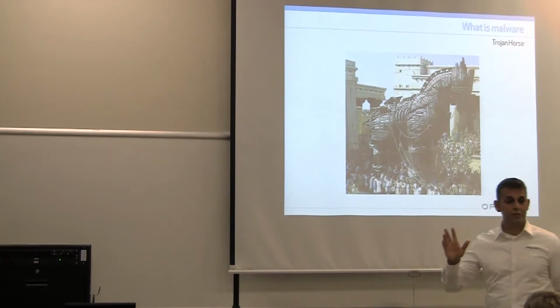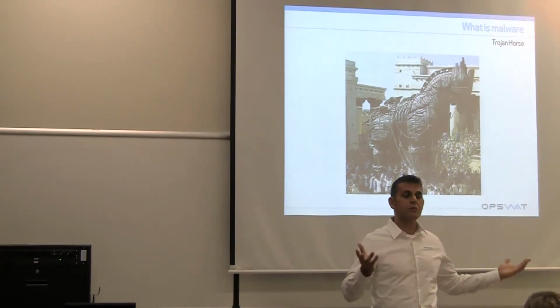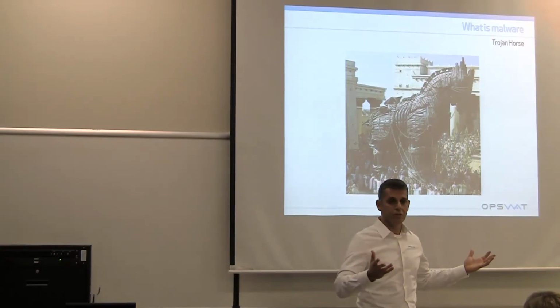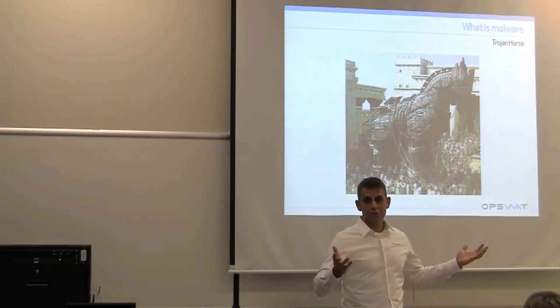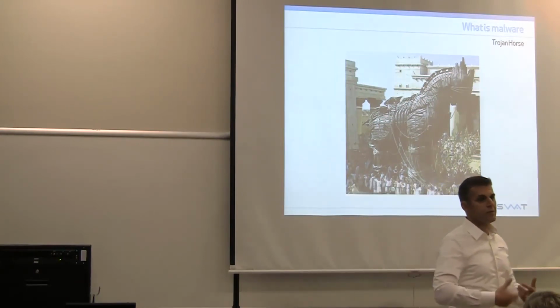Did anybody see the movie Troy? It's based on somewhat of a true story, yes. So what was the big thing with the Trojan Horse? It was hiding the people. It was like a gift, right? You want to get this gift, you want to get this statue, but in the statue you get the bad stuff.